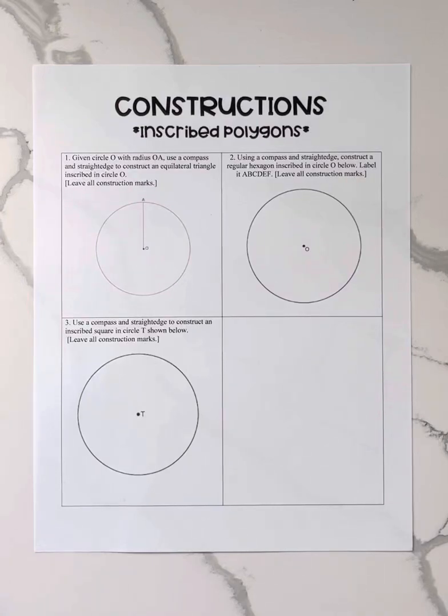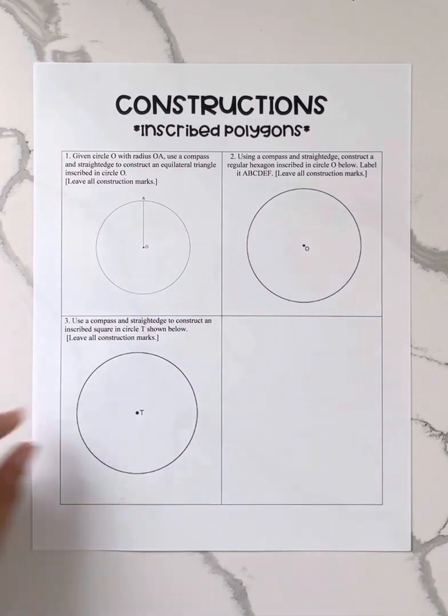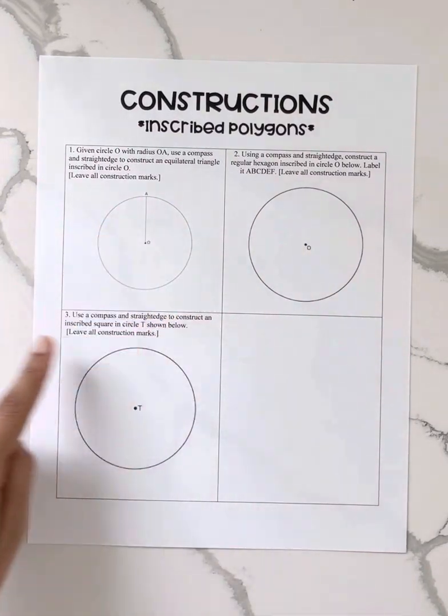This video is intended for you to learn how to create constructions involving inscribed polygons. The most popular polygons that these questions will ask you for are triangles, hexagons, or even a square. To be inscribed doesn't just mean inside. Inscribed refers to actually touching the circle's circumference.